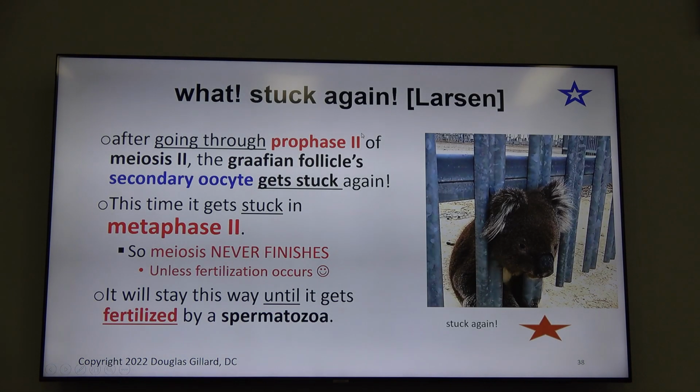So yeah, we are stuck again. After going through prophase 2 of meiosis 2, the Graafian follicle gets stuck again in metaphase 2. So the bottom take-home message: meiosis never finishes in this process of forming the egg, unless fertilization occurs, and I could have added, unless implantation occurs. It'll stay this way until the sperm fertilizes it. So, stuck again.